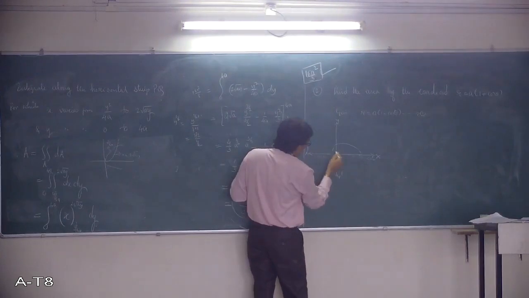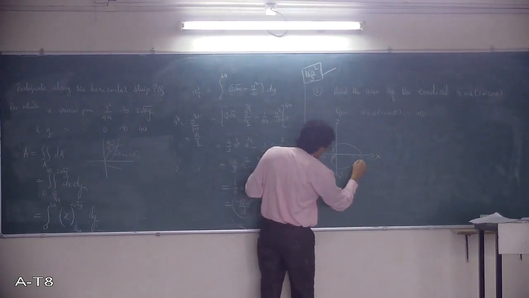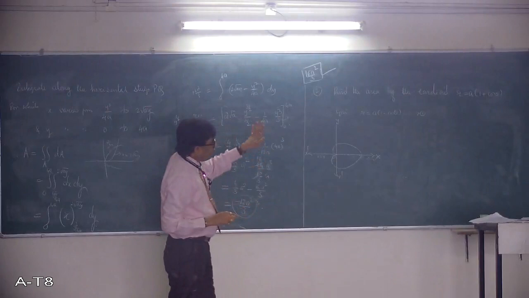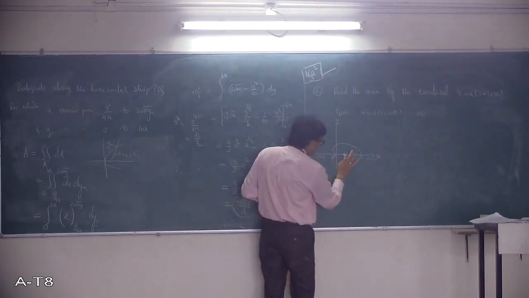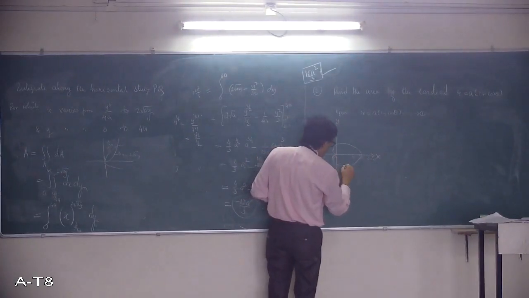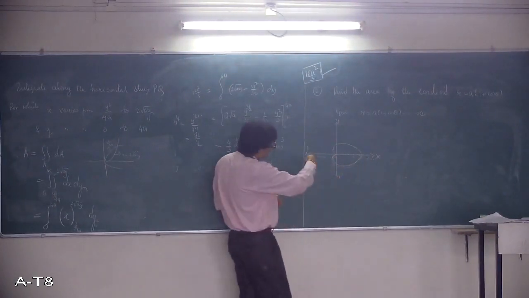And what is above, the same thing you have to draw below also. Means what? Cardioid will be the heart-shaped figure. So what is above the x-axis, the same figure will be present below the x-axis. Try to draw it properly.